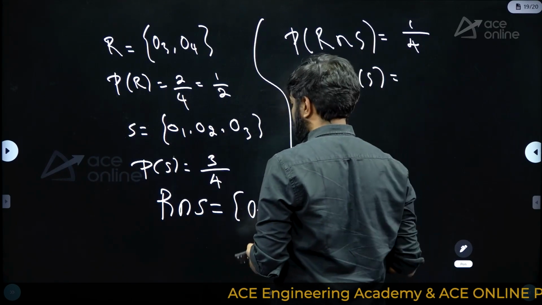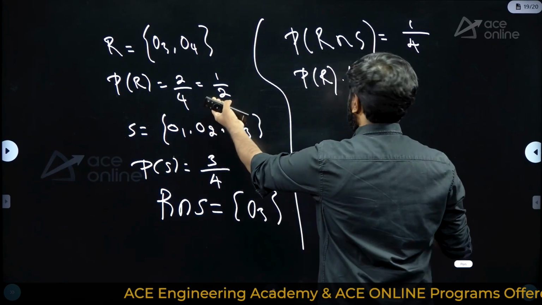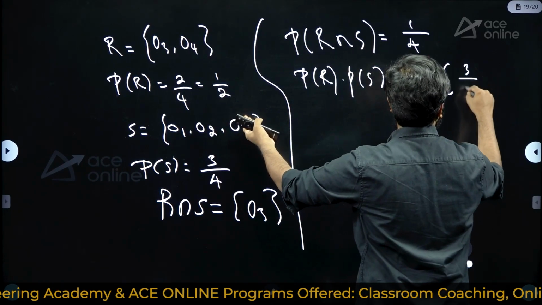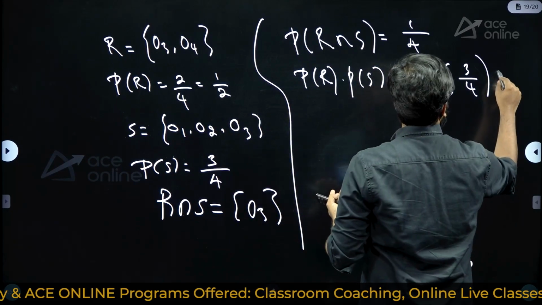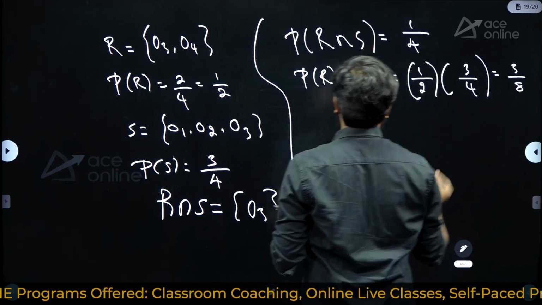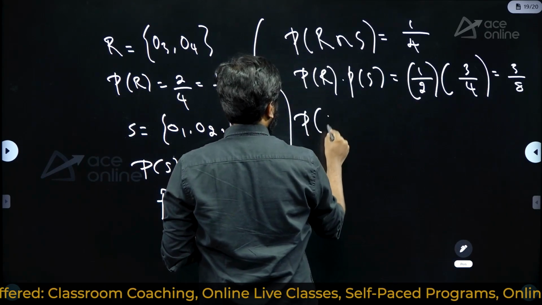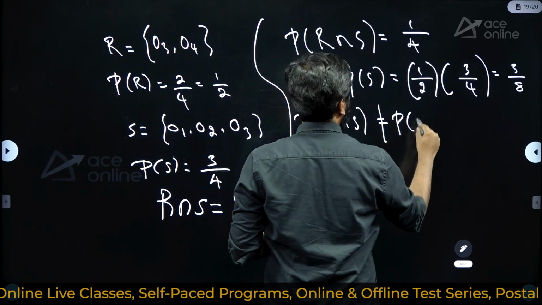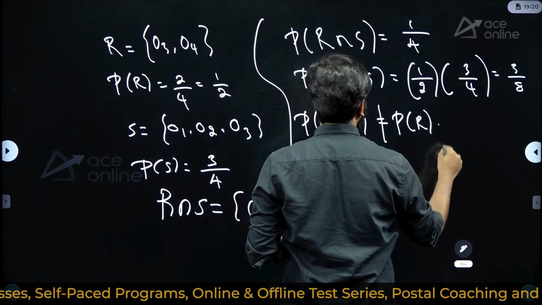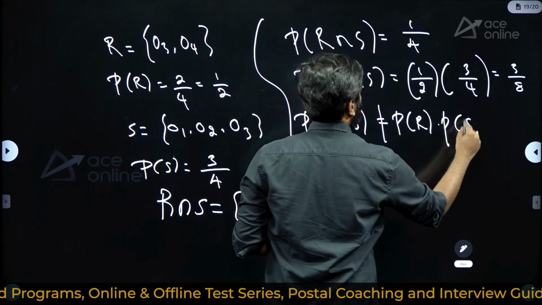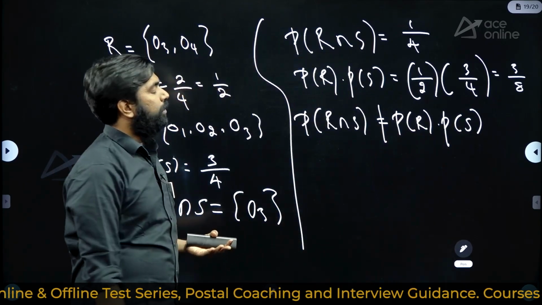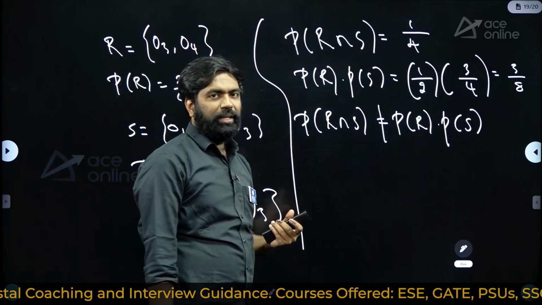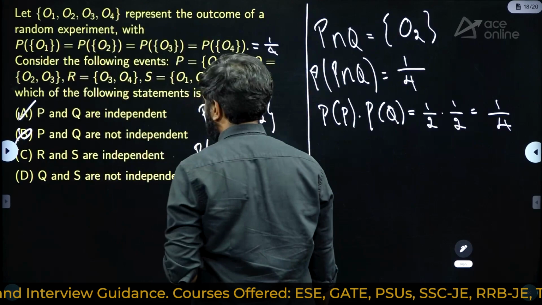Is it? Let's see. What are the individual probabilities? One is 1 by 2, the other is 3 by 4. Correct? So this is 3 by 8. So clearly we found that the probability of R intersection S is not equal to the probability of R into the probability of S. Now when this condition is satisfied, then R and S are said to be independent, but here R and S are not independent.